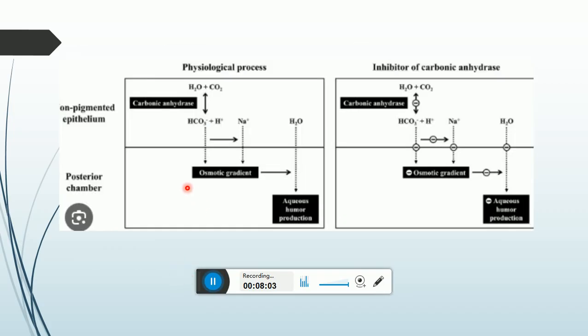Now the mechanism of carbonic anhydrase. Carbonic anhydrase produces aqueous humor by creating an osmotic gradient. This osmotic gradient then attracts water. Carbonic anhydrase produces bicarbonate, hydrogen and sodium, and this then attracts the water. So by blocking carbonic anhydrase, the osmotic gradient is reduced and aqueous humor production is reduced.